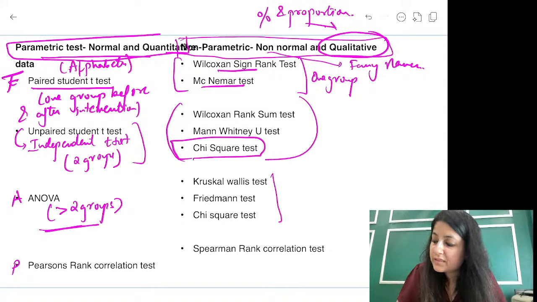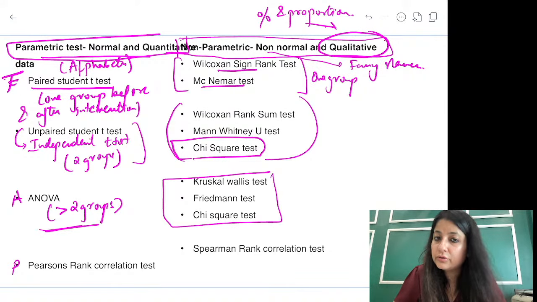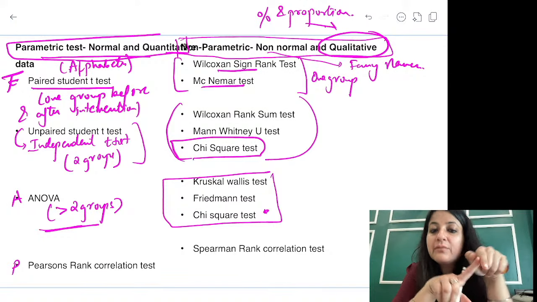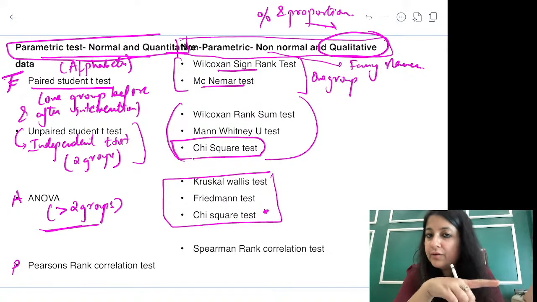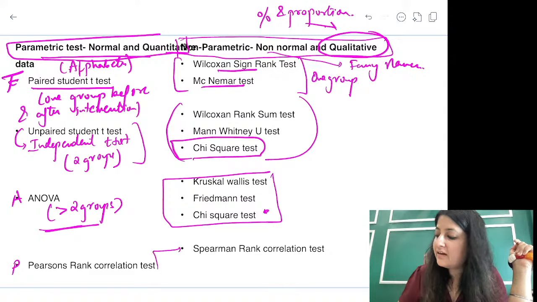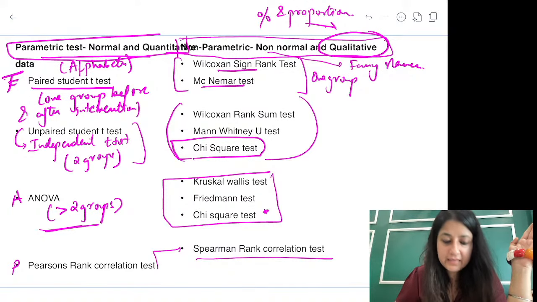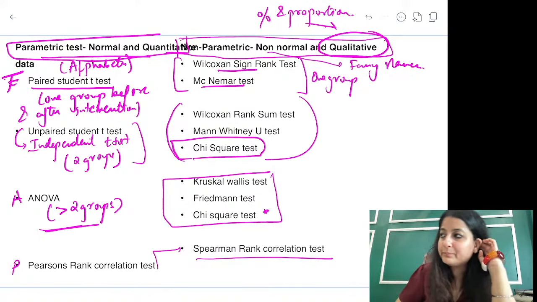For more than two groups, what can you use? Kruskal, Friedman, chi-square. In NEETPG and FMG exams, mostly you get the interpretation of t-test and chi-squares, which we will do. Pearson's friend is Spearman rank. Okay, now come to the question.